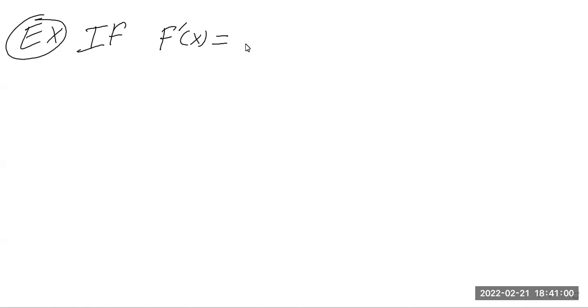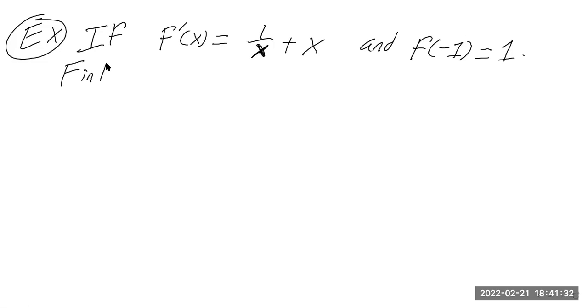So suppose that f prime is now equal to 1 over x plus x, and f at -1 is equal to 1. What we're going to do is find the specific antiderivative f of x.